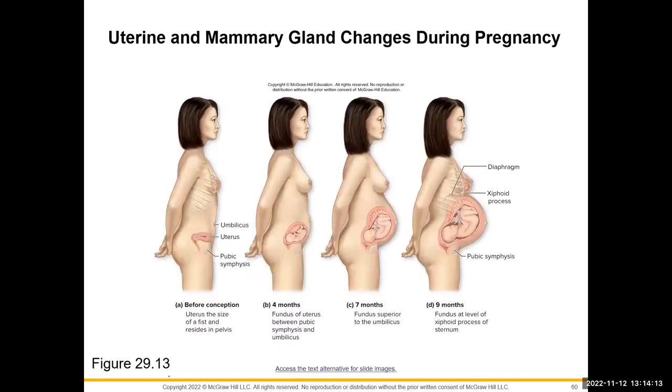So in this picture here, you can see the different stages of that uterine development at certain periods of pregnancy. So obviously before conception, the uterus is well inside the pelvic cavity there. And then in the second trimester, at 4 months, you can see the fundus is now somewhere between the pubic symphysis and the umbilicus. Around 7 months here, we're starting to see that the fundus is somewhere between the xiphoid process and the umbilicus. And then around month nine, we're just below the xiphoid process there. And a lot of the abdominal organs are going to be moved around a little bit or impinged upon.